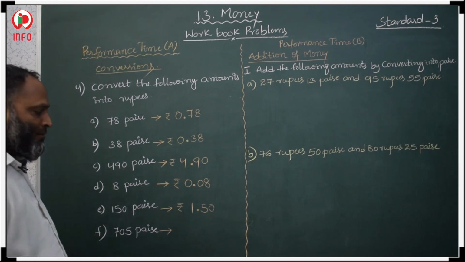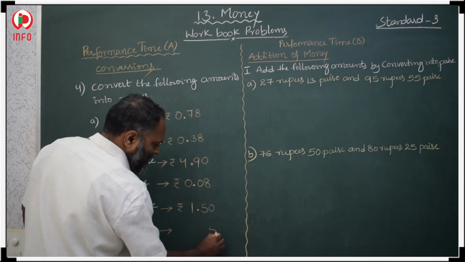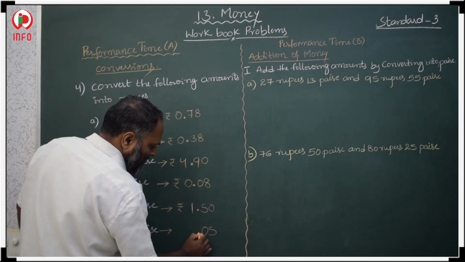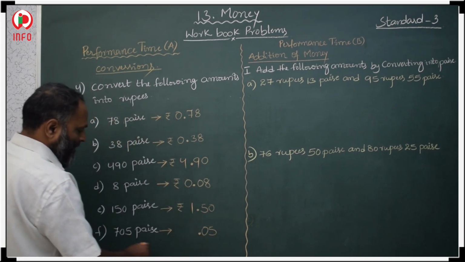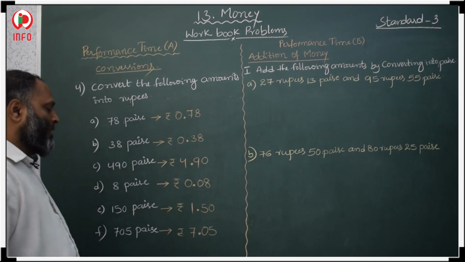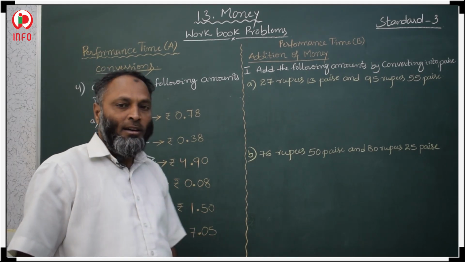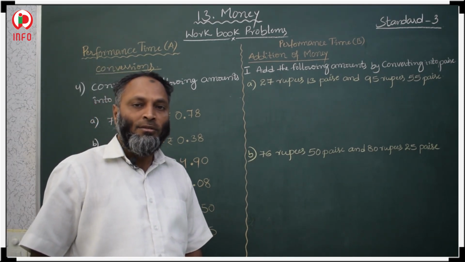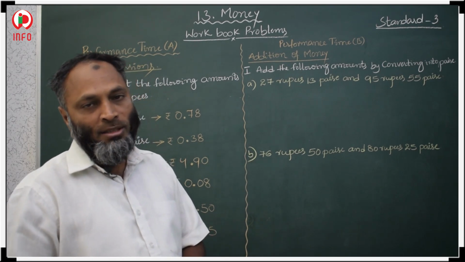Then 705 paisa means first the ones place and tens place. After that, the decimal point, then 7. Then the rupees symbol: 7 rupees 5 paisa. Okay, this is the conversion of paisa into rupees.